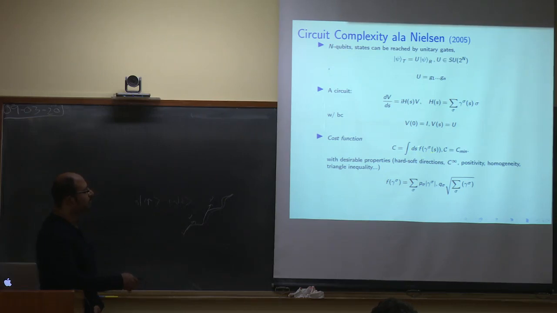Now, you can ask, what is this gamma? I mean, how do I determine this cost functional F? And this functional is not completely arbitrary, and it is constrained by these kind of properties. It has to be positive definite. It has to be a smooth function of the gammas, and then.